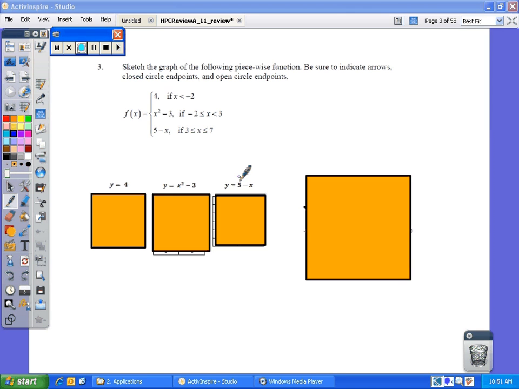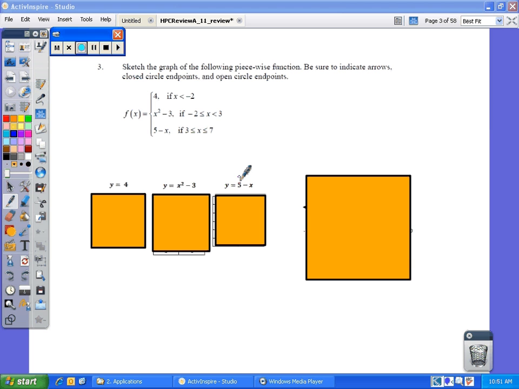Number 3. Sketch the graph of the following piecewise function. Be sure to indicate arrows, closed circle endpoints, and open circle endpoints. Alright, in this situation we have another one like number 1. Of course, the obvious difference is this one has 3 pieces, whereas the first one had 2 only.